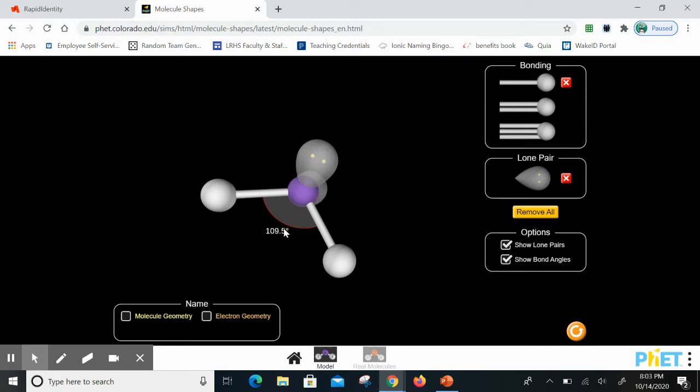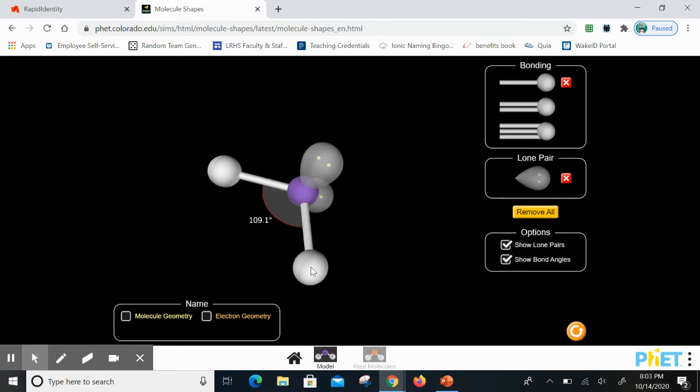Now these angles aren't quite right. Based on what we've measured in labs, we know that the lone pair is closer to the atom than a bonding pair. Think about it. These bonding electrons are sort of between this atom and that atom, so they're kind of halfway between, whereas this lone pair is legit on this atom. That's where they belong.